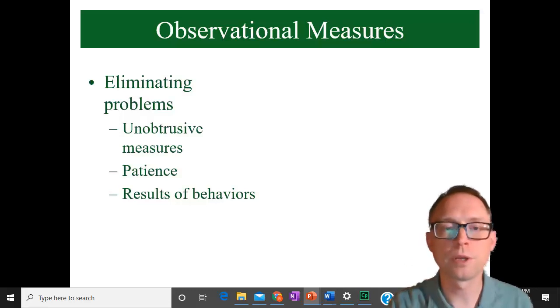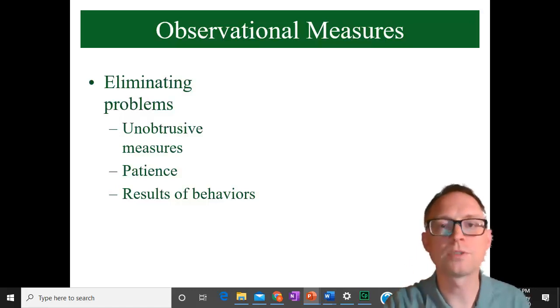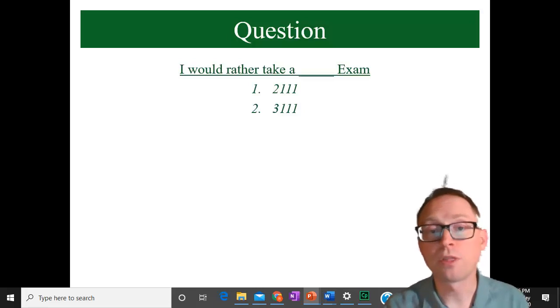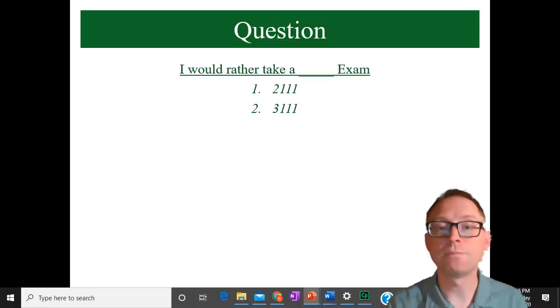We covered some things that are really important to me, and so I just want to ask an opinion question right now, and that is, would you rather take a 2111 exam or a 3111 exam, meaning Psych 2111 or Psych 3111? Well, I hope you said 3111 because you're going to be taking an exam.